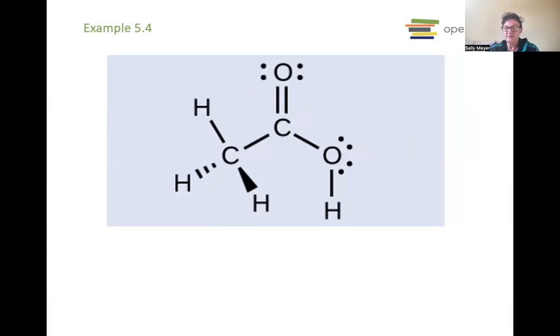Just another example. Same thing. So the carbon on the left is sp3, the carbon in the middle is sp2, and the oxygen is sp3 because it has 2 lone pairs and 2 shared pairs. So it has 4 pairs of electrons that want to be as far apart as possible.